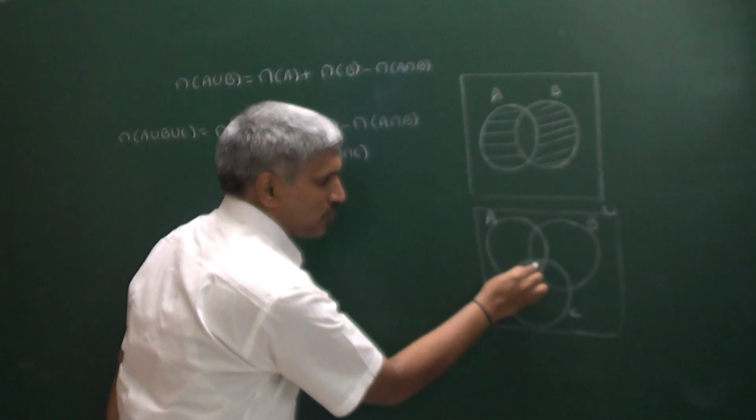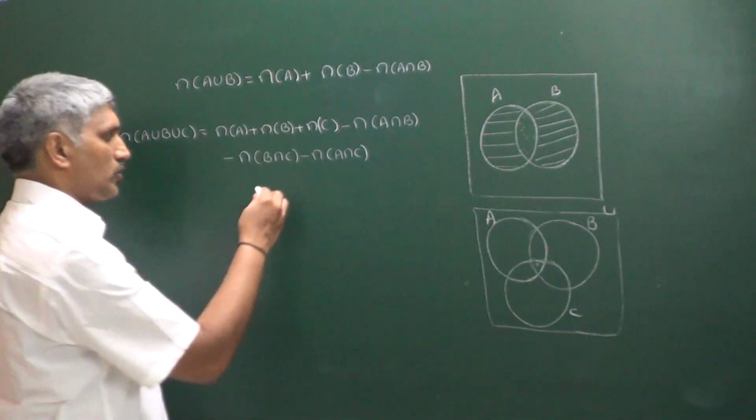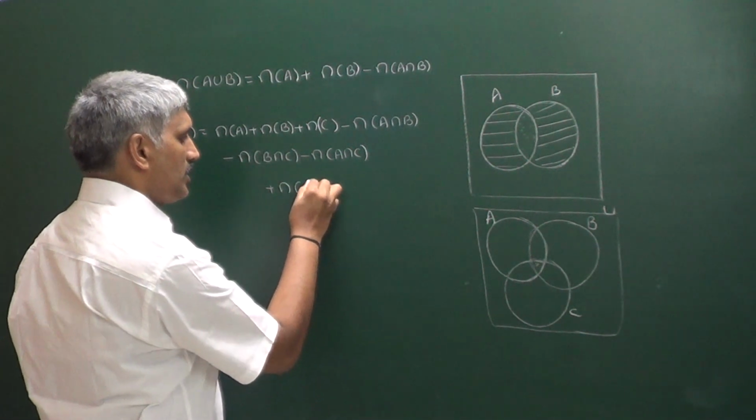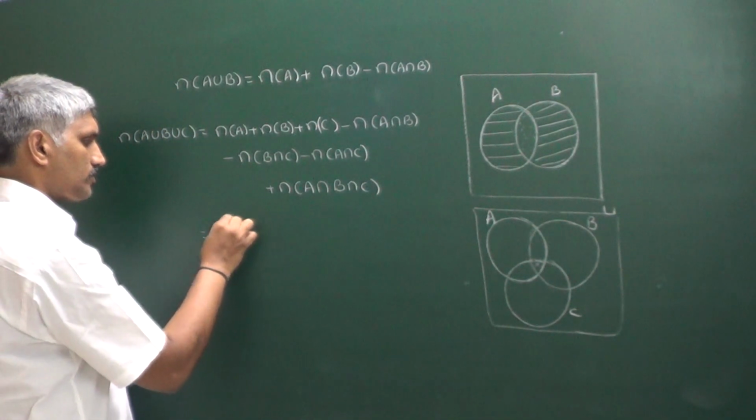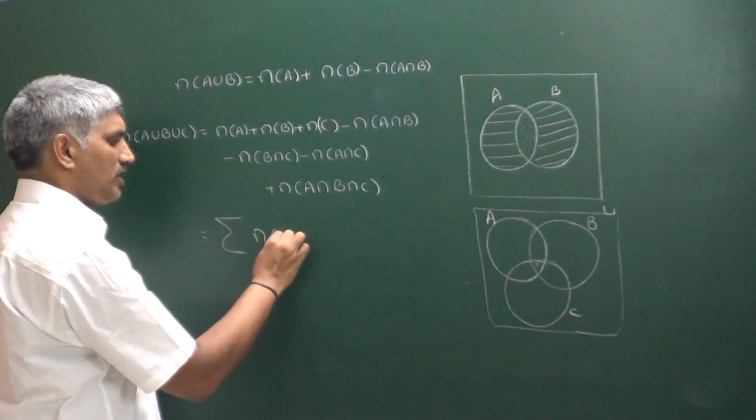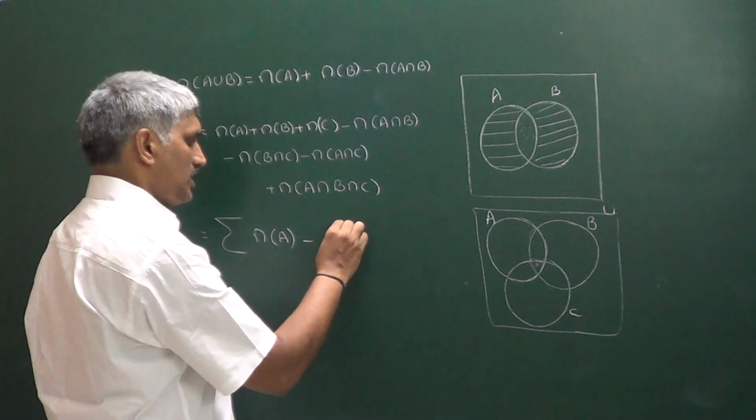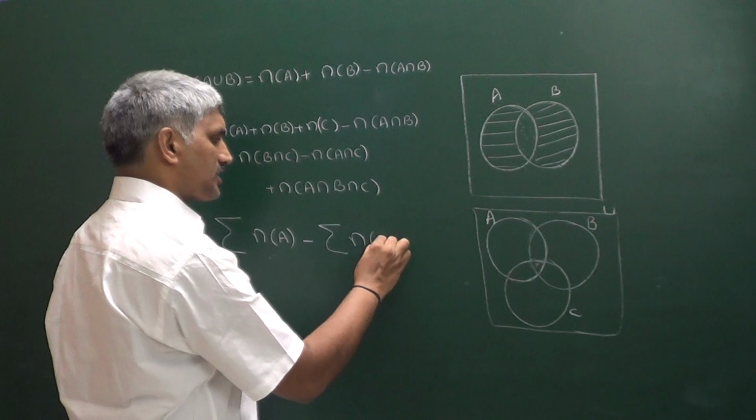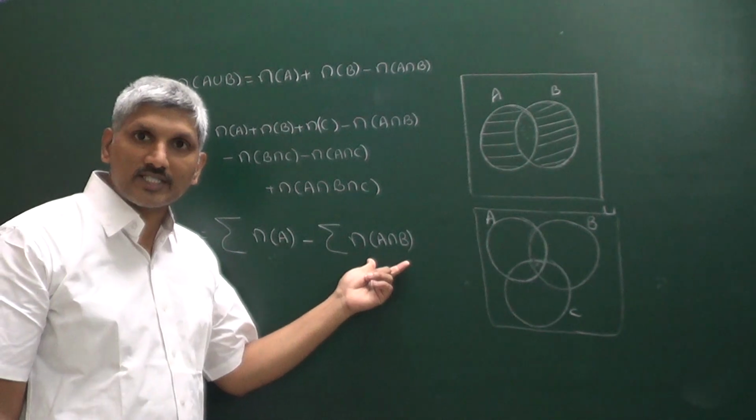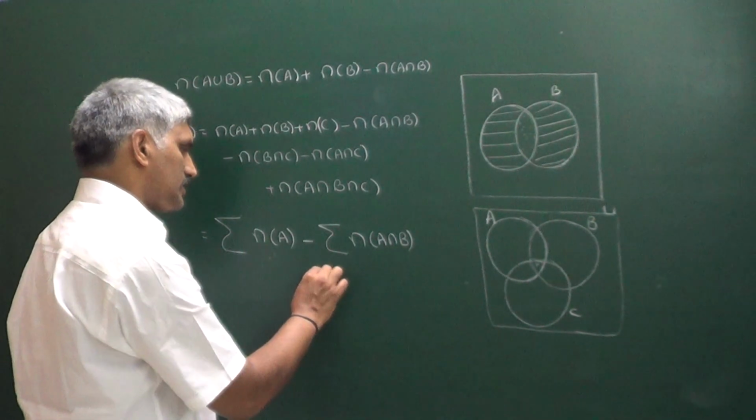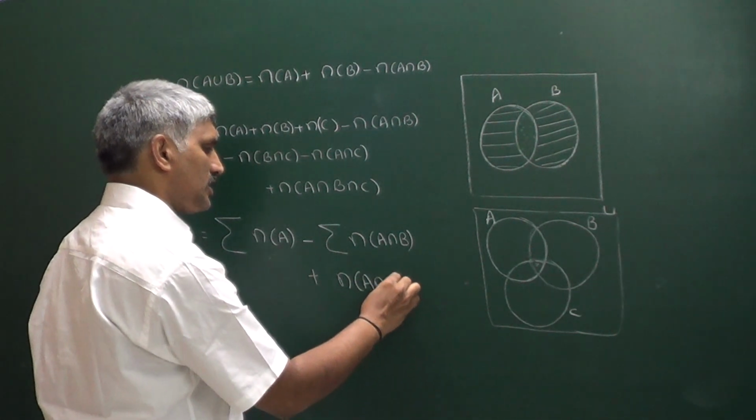So that's why we have to add this particular part back. Having excluded it, we include again the number of elements in A intersection B intersection C. Observe here: the sigma of the number of elements in A, B, C, minus the sum over the pairwise intersections A intersection B, B intersection C, C intersection A, plus the number of elements in A intersection B intersection C.